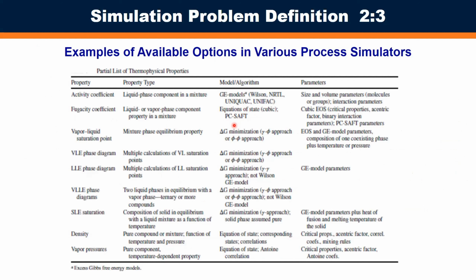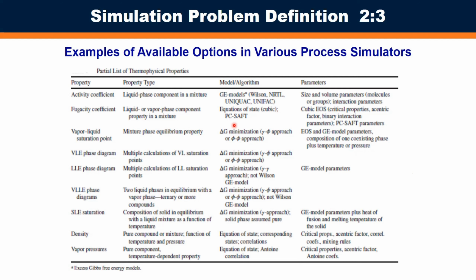So here's just a couple of slides. We're going to cover some available options in the various types of process simulators. So here's a list of thermophysical properties that can be described, and the model or algorithm that is used to calculate those. That goes back to the question at the end of Professor Ghani's talk. How do we handle the thermodynamics for these types of systems?